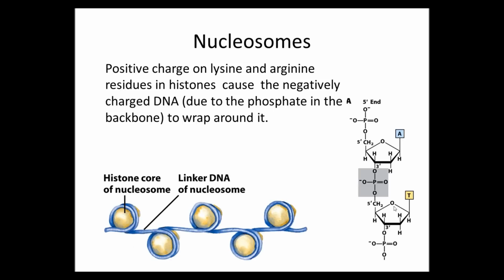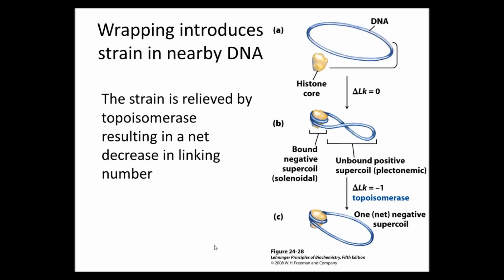In eukaryotes, DNA compaction is accomplished through nucleosomes, through histones, which are the proteins at the center of a nucleosome. Nucleosome refers to the histones here and the DNA that's wrapped around them. The histones are positively charged proteins, which means that they will interact with the negatively charged DNA. See the negative charges on the DNA backbone here. The wrapping of DNA around a histone core to form a nucleosome actually introduces strain into the nearby DNA. So this strain can then be relieved by topoisomerase, which actually results in a decrease in the linking number.